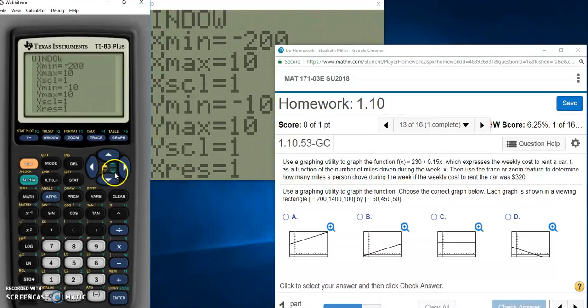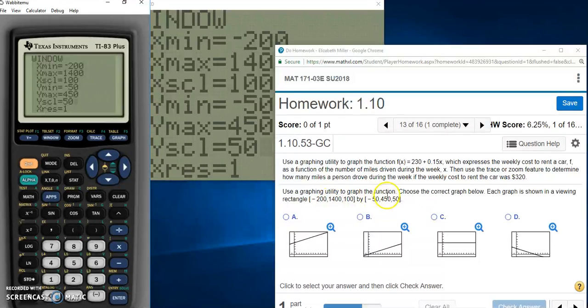I hit the window button. That way our screens match up. And this will make it so that my tick marks aren't 1, 2, 3, 4. My tick marks are 100, 200, 300. Then I need to change my y's from -50 to 450. And the tick marks are every 50 units.